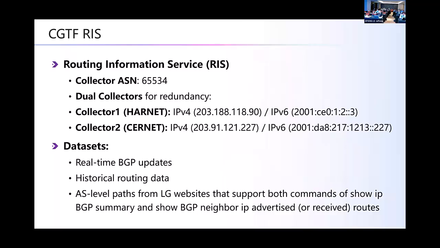If you want to connect with us, that's the routing information service, the AS number, and we have 2 collectors. One is in China, it's GOCC, and another is CERNET. You can connect to any one of these two collectors. You can get real-time updates and historical routing data.